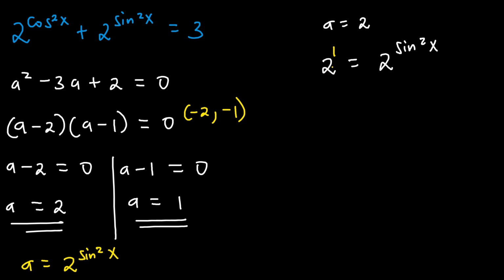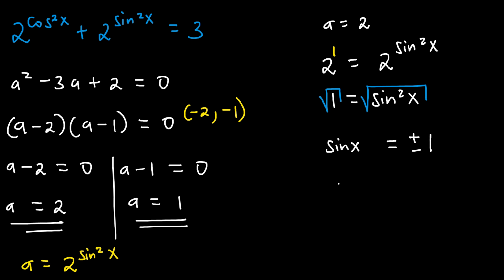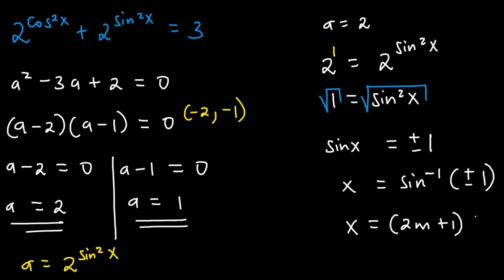And since we have the same base on both sides, we can equate the exponents. So we shall have 1 equaling sine squared x. And if we take the square root on both sides, we shall have sine of x equaling plus or minus the square root of 1, which is 1. And so x will be equal to the sine inverse of plus or minus 1. And we can also express this as x equaling 2m plus 1 times pi divided by 2, where m is an integer.